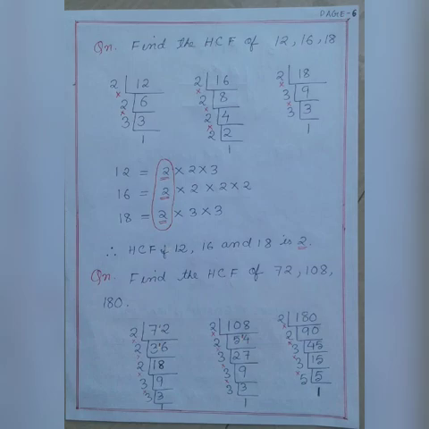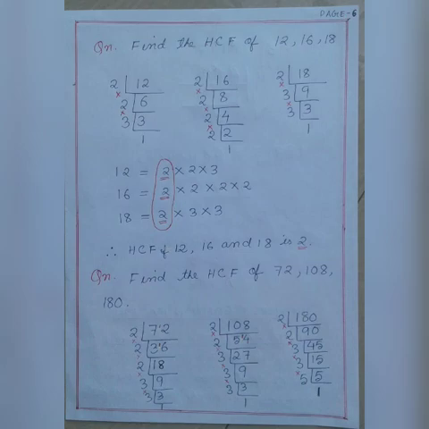The next number 18, I can divide it by 2, I get 9. 9 we cannot divide by 2, so the next prime number 3, we can divide 9 by 3, we get 3. Again, if we divide 3 by 3, we get 1. Therefore, 12 I can write 2 into 2 into 3. 16 I can write 2 into 2 into 2 into 2. 18 I can write 2 into 3 into 3.